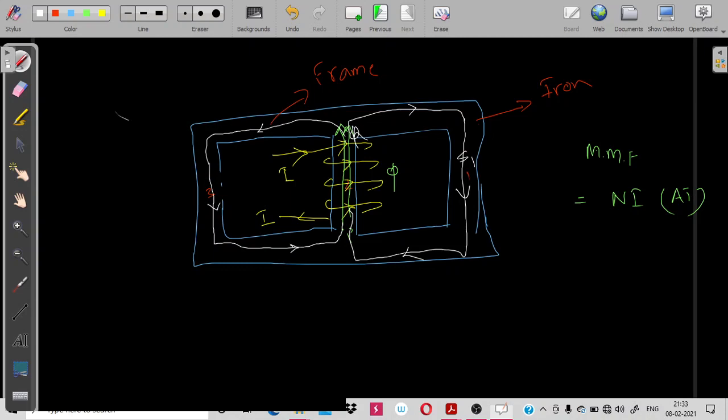My drawing is not that good, that is why. Okay, so there are two possible paths for the flow of flux phi, and the amount of flux lines flowing in these two paths will depend upon the reluctance offered by the two paths. Okay, I'm naming them P and Q.